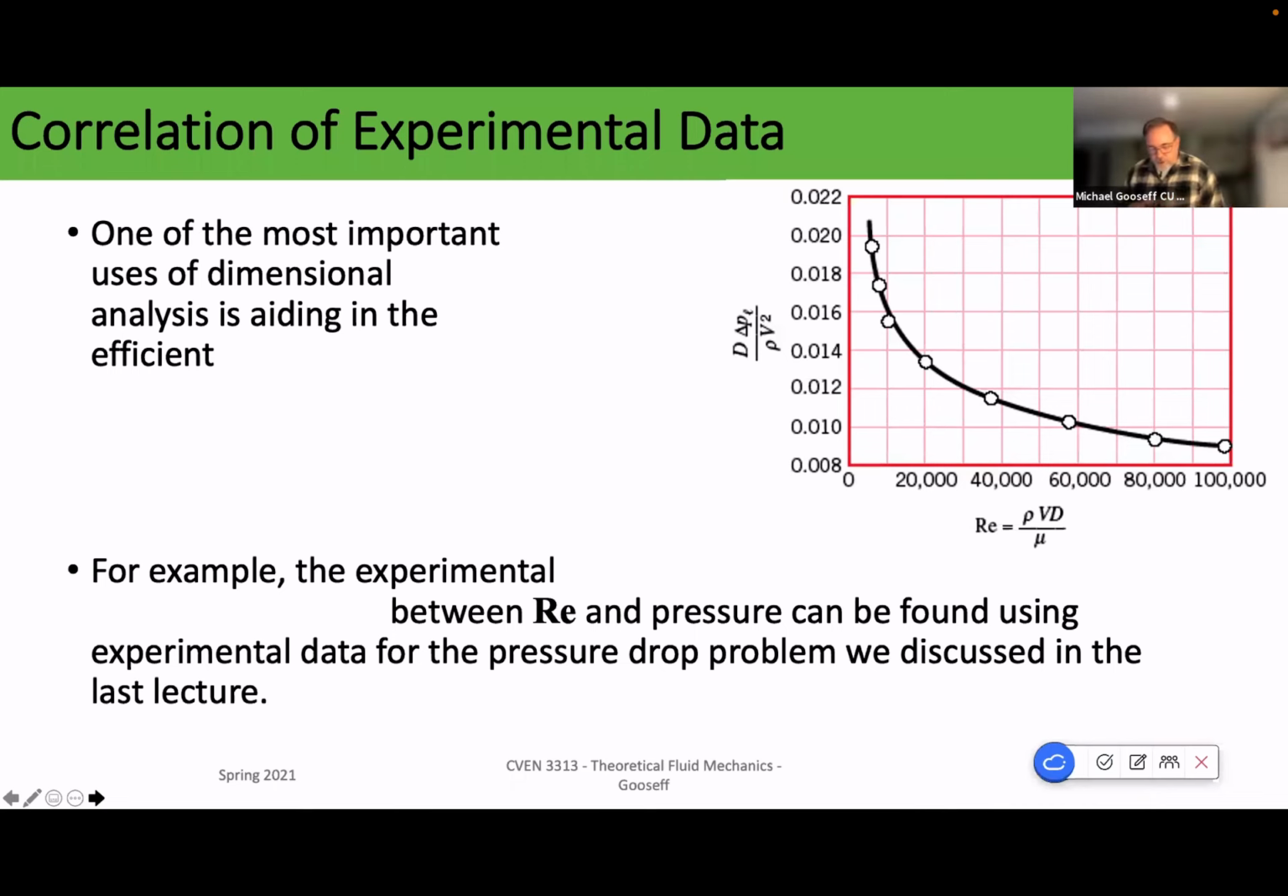One of the most important uses of dimensional analysis is aiding in the efficient handling, interpretation, and correlation of data. I misspelled that, handling should be a G.